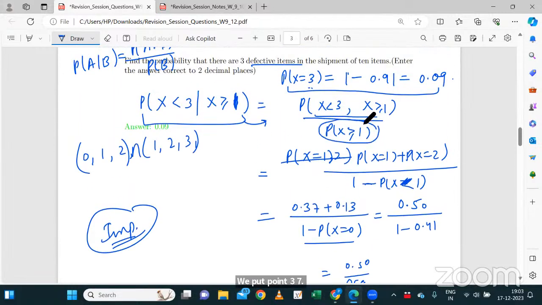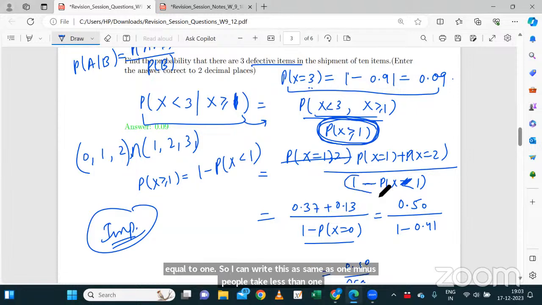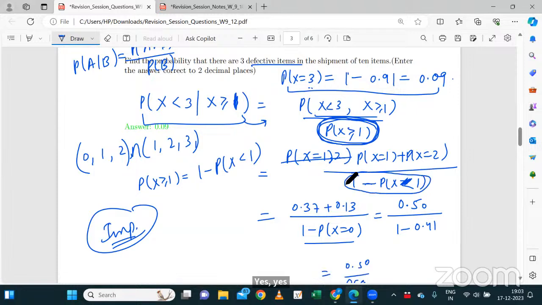First of all, did you get this one? Probability x greater than or equal to 1, we have to do. There are two things. Probability x greater than or equal to 1, I can write as 1 minus probability x less than 1. Same thing I have done, right? But my question is why you are asking P of x less than 3 or x greater than 1. What is the meaning of this sign? Given that. This is the conditional probability, given that. Got it?